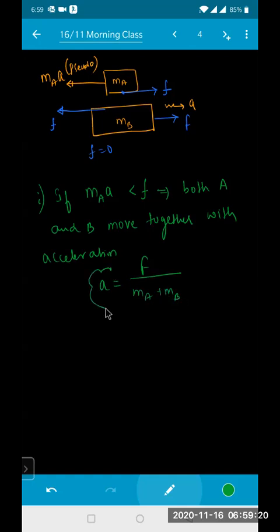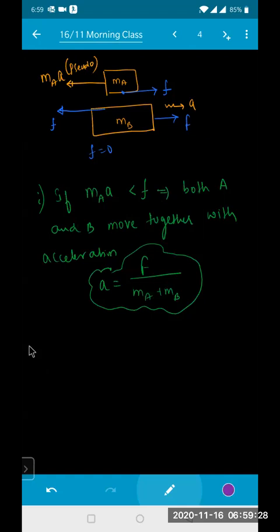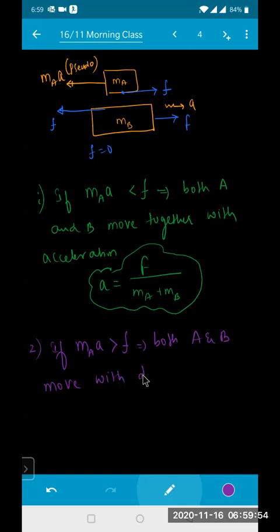Right now, if the pseudo force is greater than friction, that means both A and B will move with different accelerations, in opposite directions. Let's take greater than now. If your pseudo force m_A into A is greater than friction, then A and B will move with different accelerations.